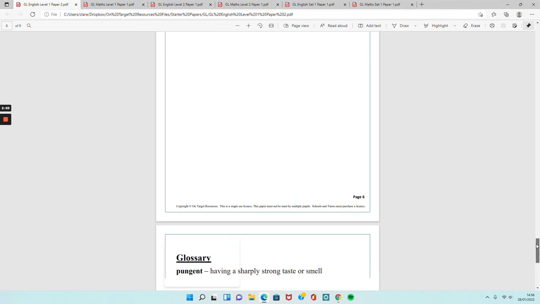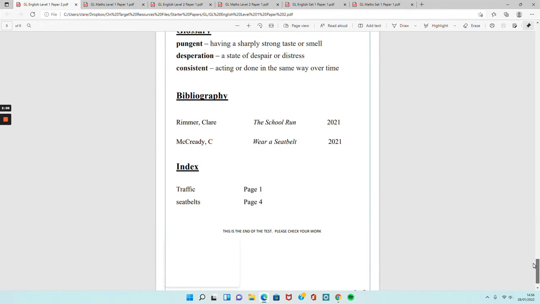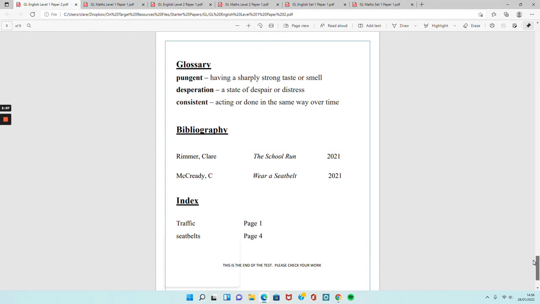All of our English papers contain a glossary, bibliography and index page, and it's important that you point this out to your child because there might be some clues which might help them answer some of the questions. So that's level 1 English.